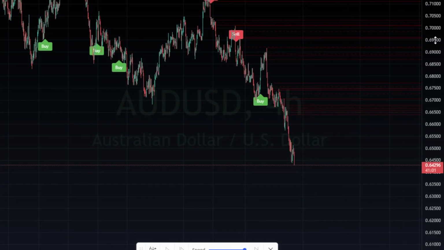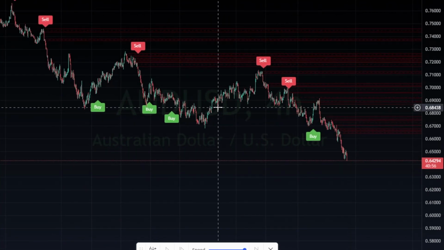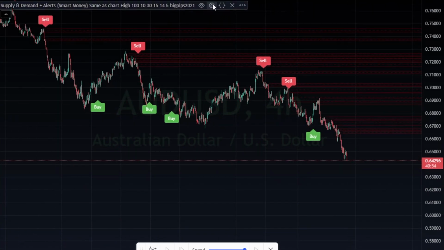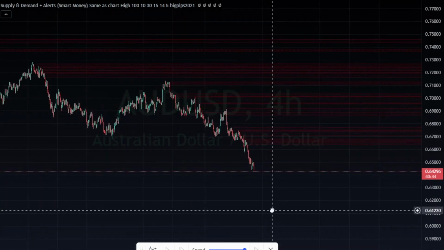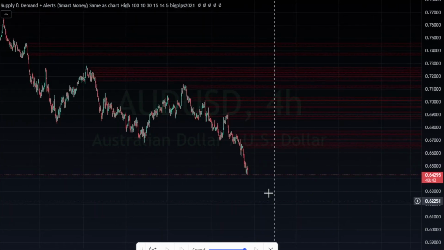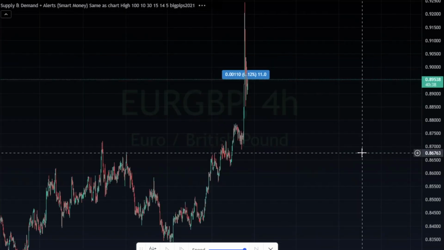Bob Beckett here, and in this video I'm just going to do an analysis of the market and what we're actually looking for. I'm going to turn off the buy and sell indication. I'm just going to keep break of structure with trend on and same as resolution. So basically what I want you to notice is if we start on the 4 hour, for instance, I'm just going to start going down and looking.